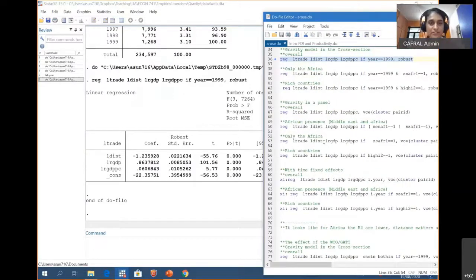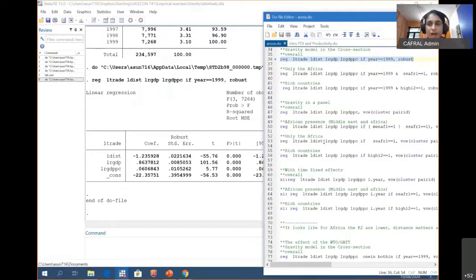Okay, so now what I'm going to do is I'm going to run this separately for two sets of countries, developing and rich, right? So for developing, I'm going to look at Africa, and for rich, I'm going to just look at the OECD countries. And here's my question to you. Do you think that the fit of the model is going to differ for Africa versus rich countries? And if so, why? Anyone? Do you think the fit of the gravity model will differ for African countries versus rich countries?